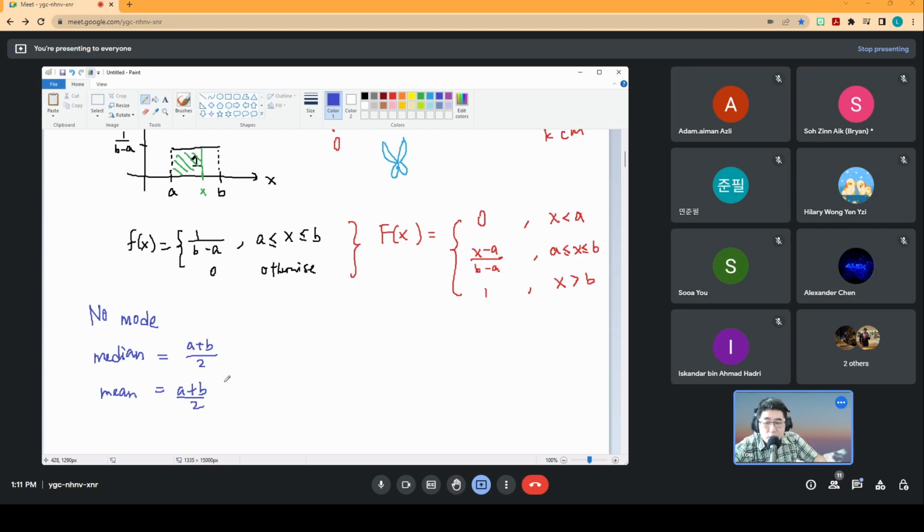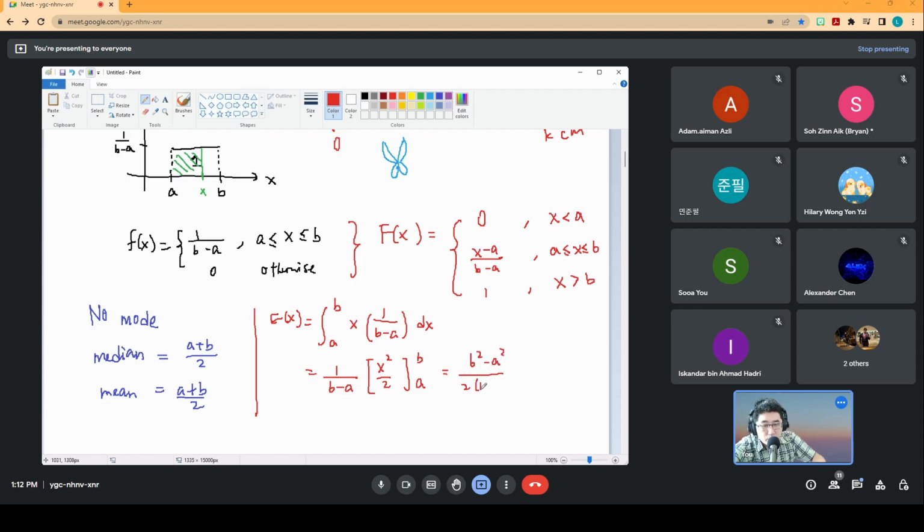The mean and the median will be the same value, a plus b over 2. Of course, the mean you can actually do by proving it. So the expected value of x equals the integral from a to b of x times 1 over b minus a dx. So you have 1 over b minus a, integrated, you have x squared over 2 from a to b. Substitute things inside, so you have 1 over b minus a times b squared minus a squared over 2.